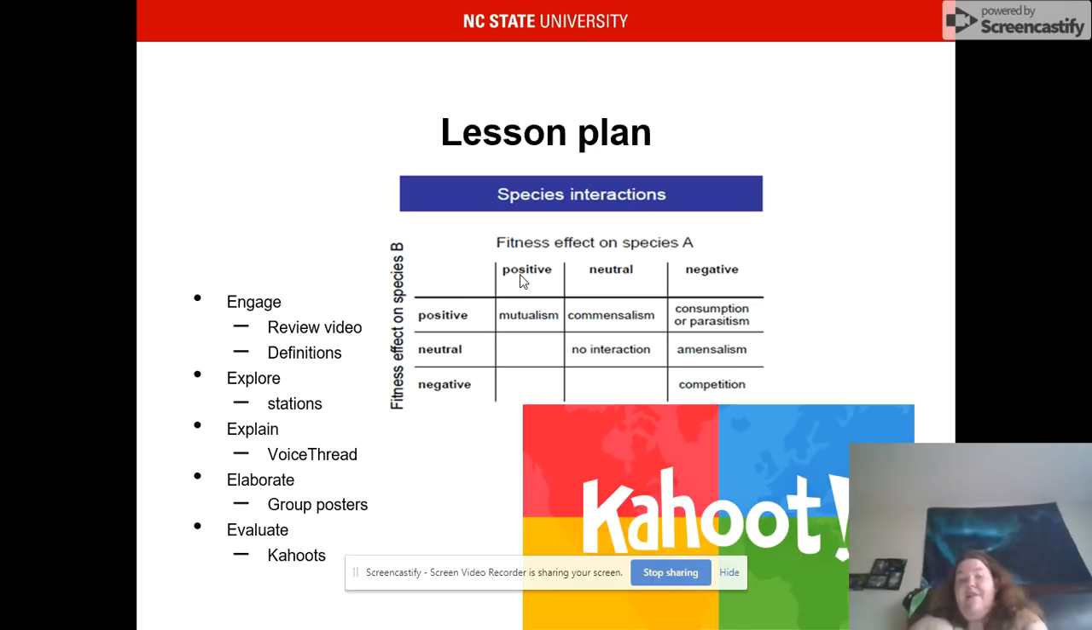So I focus on the 5E lesson plan. For engagement, we're going to focus on review videos just to get them back in the swing of things, to learn about abiotic and biotic factors, and they'll be filling in definitions as well. And then we'll fill in this chart, which will explain the different types of interactions based off of the definitions that we've been given or that we come up with.